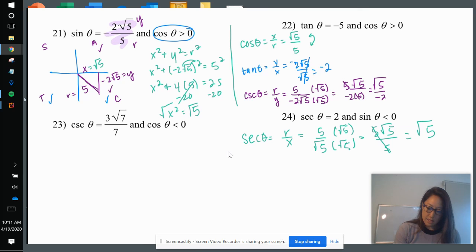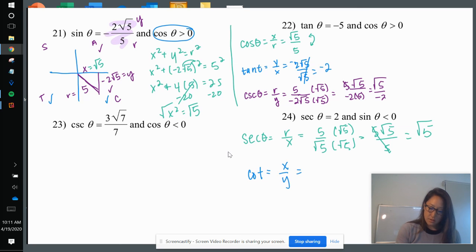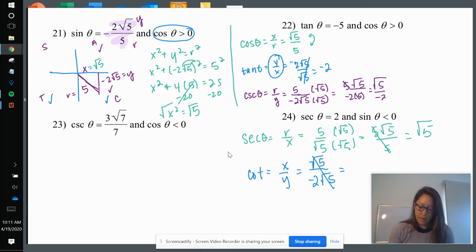And cotangent. Cotangent would be x over y. You can either reciprocate tangent, or I can just look at my triangle. The x value is root 5, and the y value is negative 2 root 5. The root 5s cancel, giving me 1 over 2. I can see if I had reciprocated this negative 2, I would have gotten negative 1 over 2.